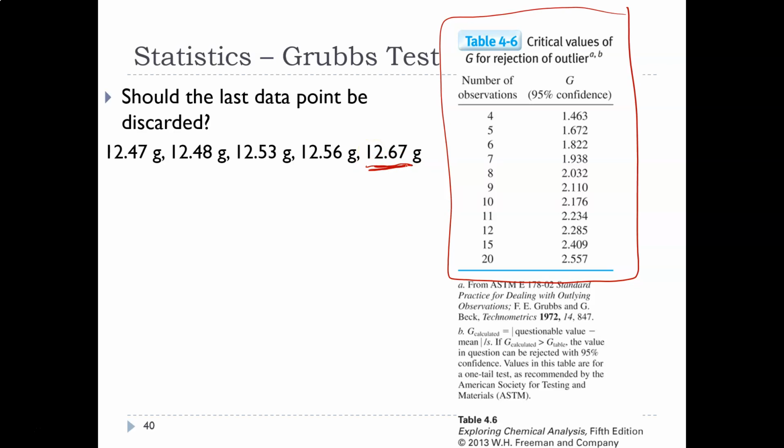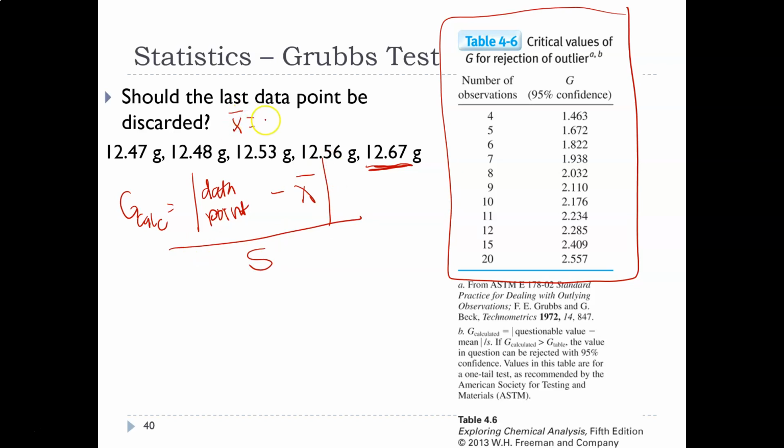Following the G equation for the Grubbs test, it's the data point that we're questioning minus the average, over the standard deviation. To save us some time, I've already calculated the average of those data points. It's 12.54 grams. I've also already calculated the standard deviation, and it is 0.0804 grams.